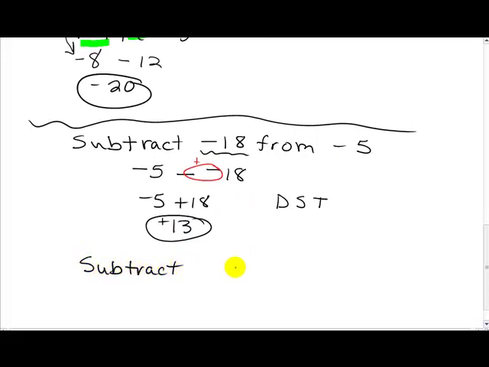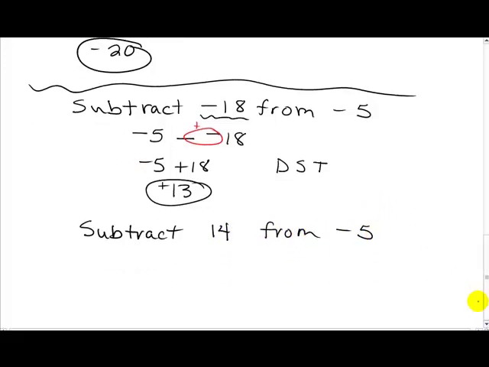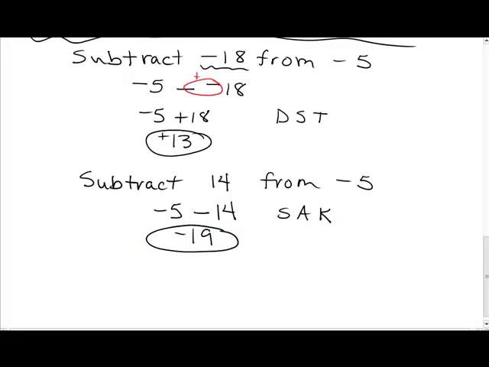Let's do subtract 14 from negative 5. There's my subtract. The 14 will come down here. The minus 5 will come here. Now, minus and minus, they are the same. So we add and keep. 14 plus 5 and keep the negative.